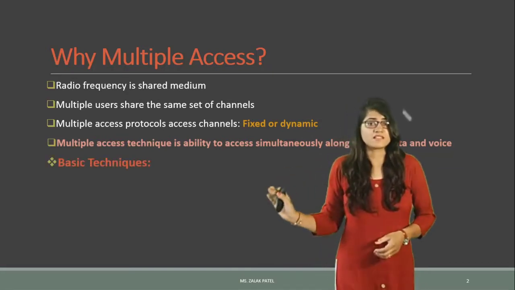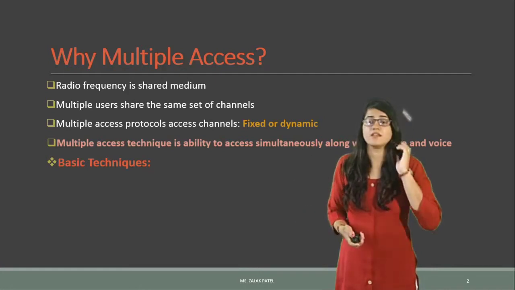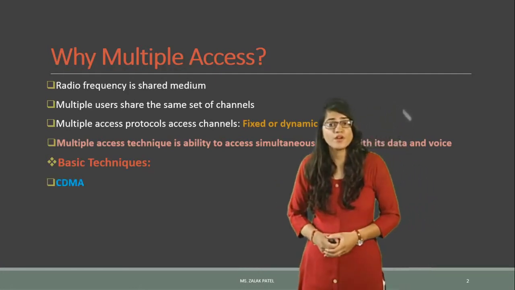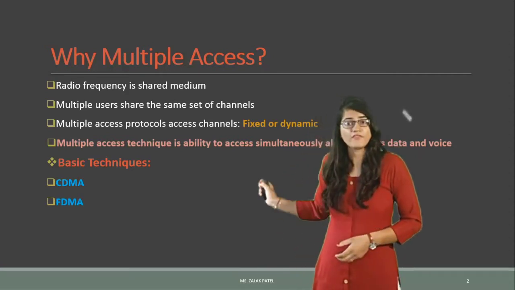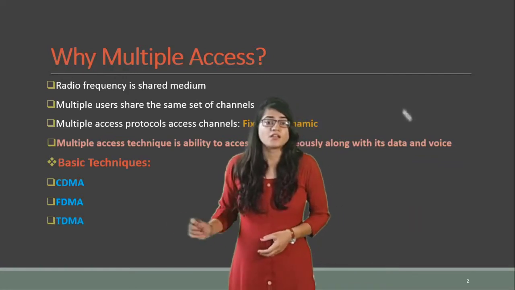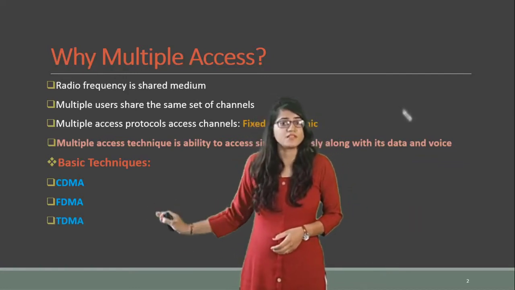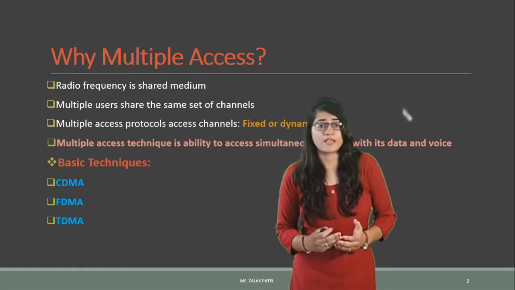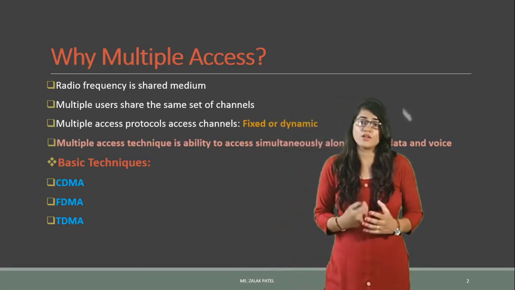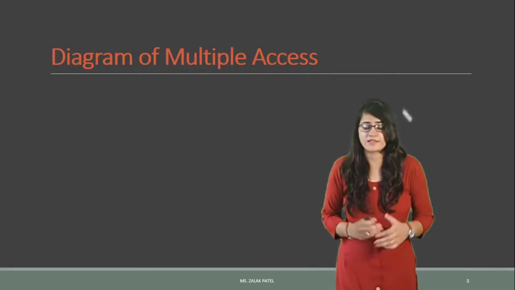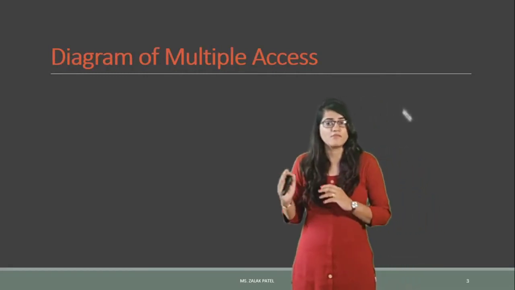Now the basic classification of these multiple access techniques is as follows. First is CDMA, code division multiple access. Second is FDMA, frequency division multiple access. The third is TDMA, time division multiple access. I will explain all three techniques one by one.